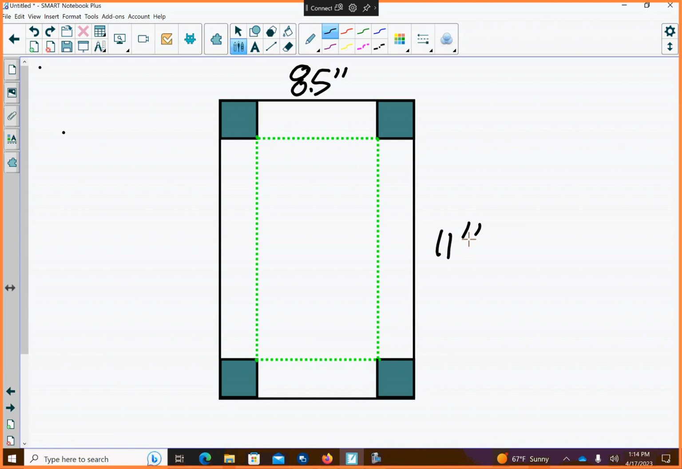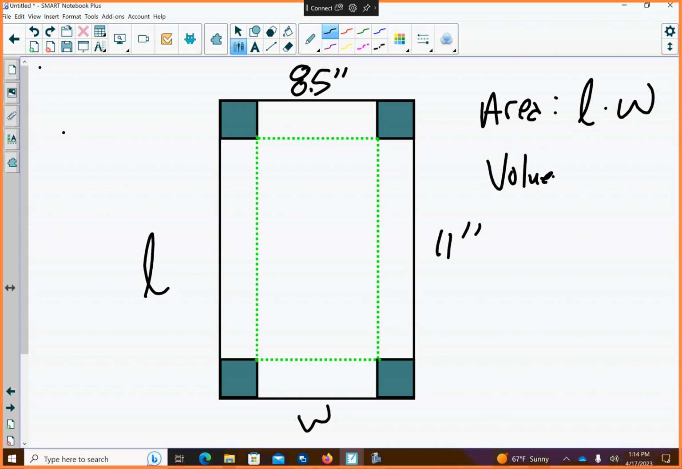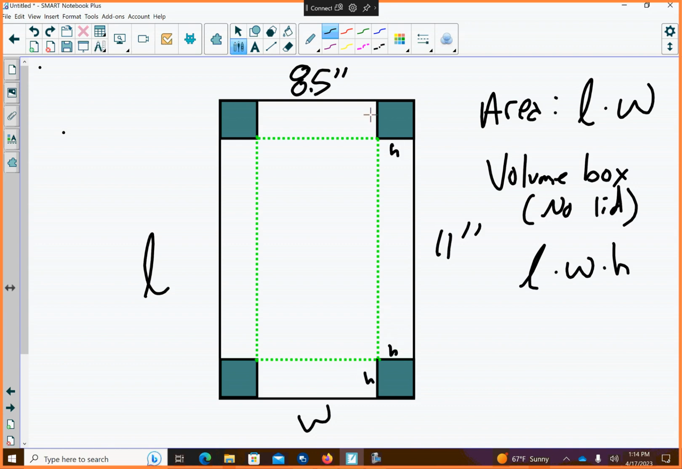And so what I want to do is I know that the area of my sheet of paper is length times width. Agree? The volume of the little box, no lid, is going to be length times width times height. So height is going to be this little region here, each of these little regions.